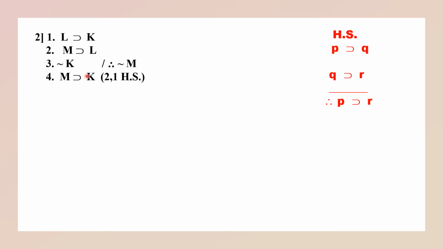Now which rule can you apply here? You can see that the consequent is K. So its negation you have. So you will get the negation of the antecedent by one rule, and that rule is the rule of MT. Here P implies Q, not Q, therefore not P. M implies K, not K, therefore not M. 4 and 3 MT. Thus, we have established the validity of this argument.